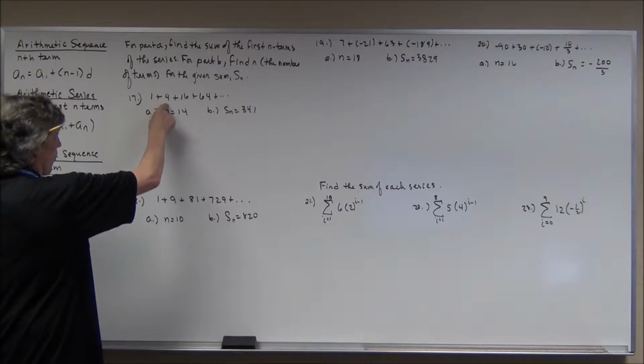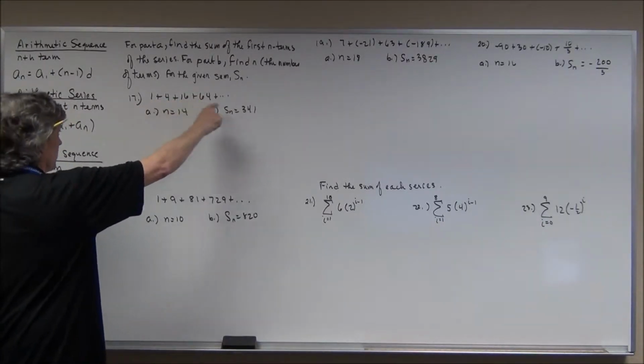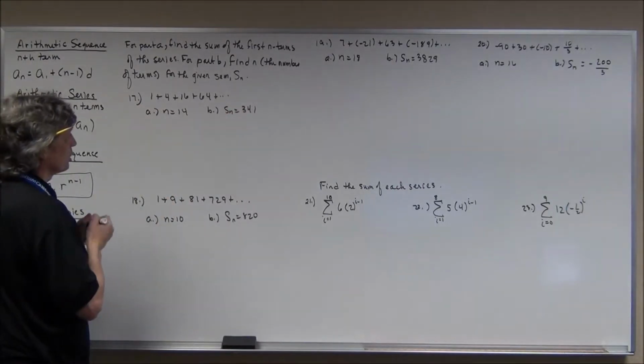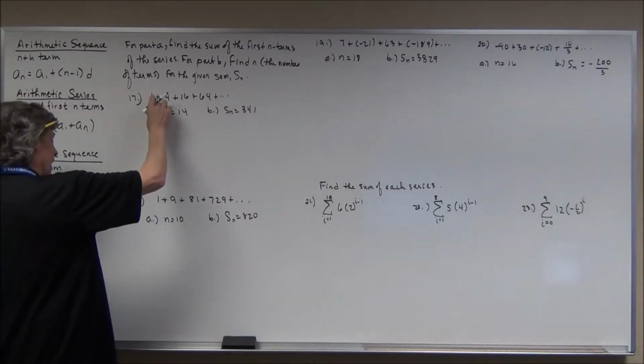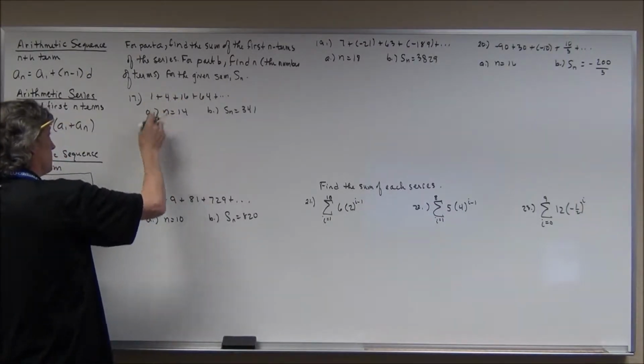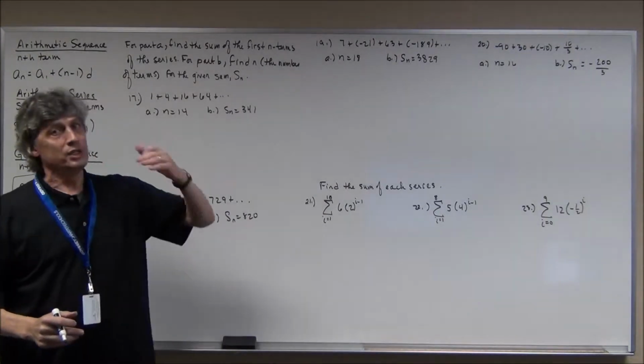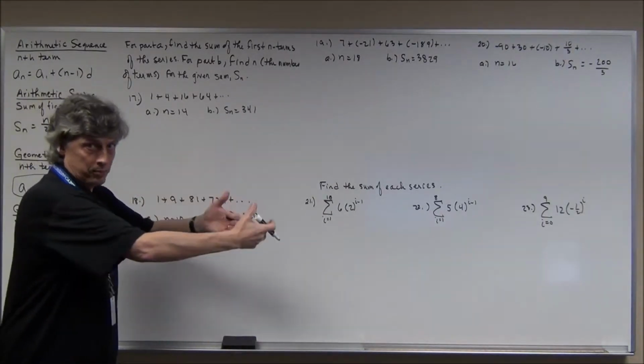4 times 1 is 4. 4 times 4 is 16. 4 times 16 is 64. This one is pretty obvious that my ratio is 4. Now again, I know that this is not a sequence with commas, but if you take the first two terms of the series, remember sequences are a list of terms, series are where you add the terms in the list.